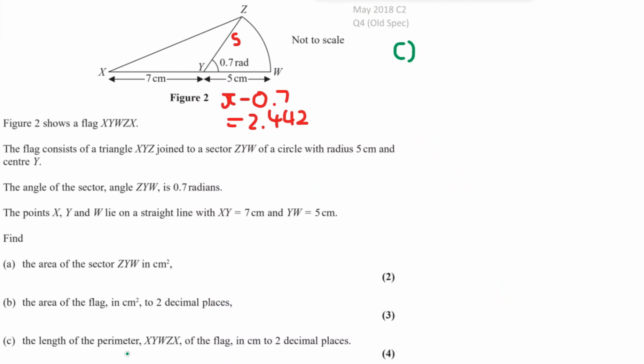So for part C, we need to find the length of the perimeter of the flag. So this is all of these sides around the shape, like this. We don't need to figure out this side here because it's not part of the perimeter.